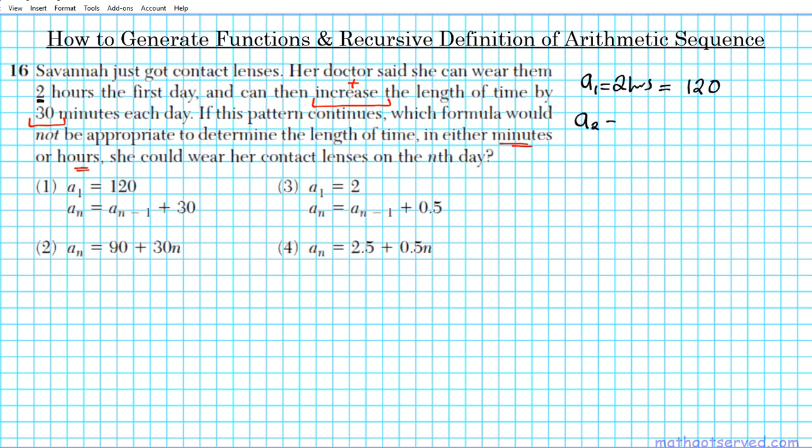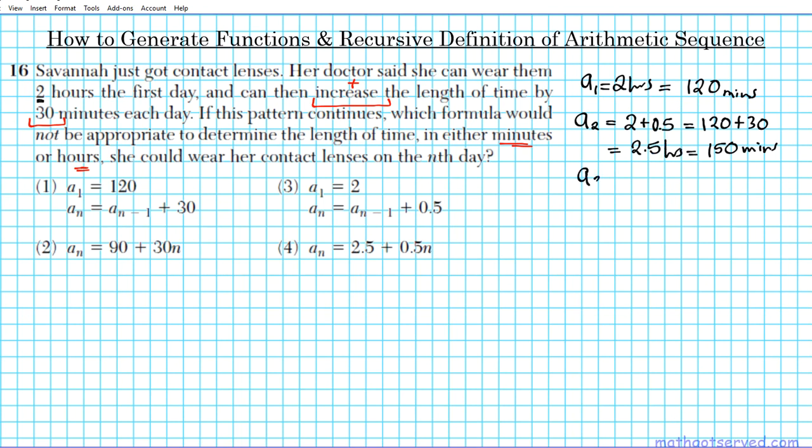The second term will be an increment by half an hour. So A2 is going to be 2 plus half an hour, which is 30 minutes or 0.5 hours. So 2 plus 0.5, which is 2.5 hours. Or if you want to write this in minutes, it's going to be the previous term, which is 120, plus 30. So that's going to be 150 minutes. Alright, so the first term is 2 hours or 120 minutes. The second term is 2.5 hours or 150 minutes.